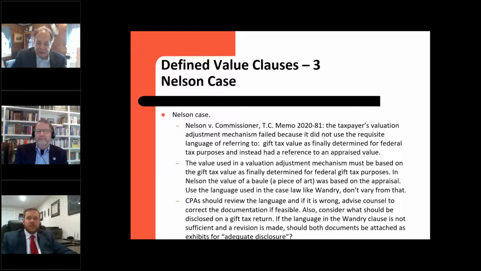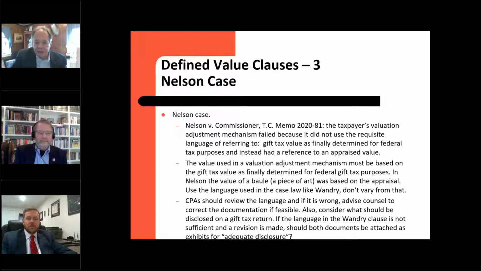The Nelson case is an interesting one, and it looked kind of like a Wandry case, except rather than saying that the amount transferred would be as finally determined for federal tax purposes, they said as determined by the appraiser. And the court isn't bound by what the appraiser says. And as a consequence, it was rejected and didn't protect the taxpayer from tax. Follow the language in the Wandry case to the letter. It's as finally determined for tax purposes.